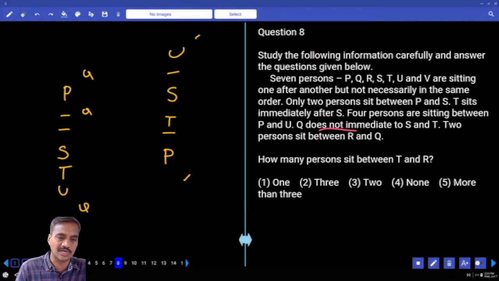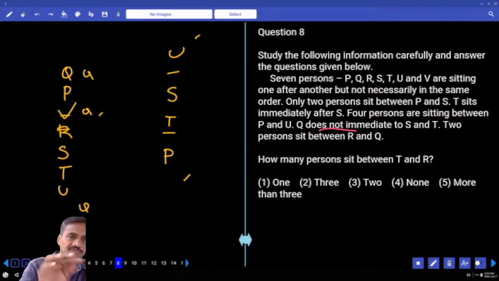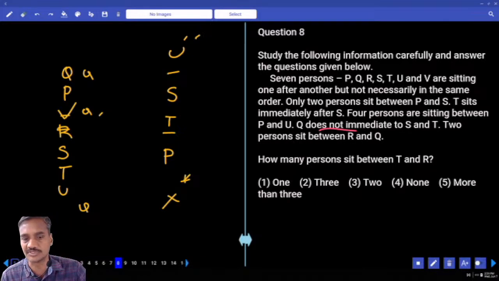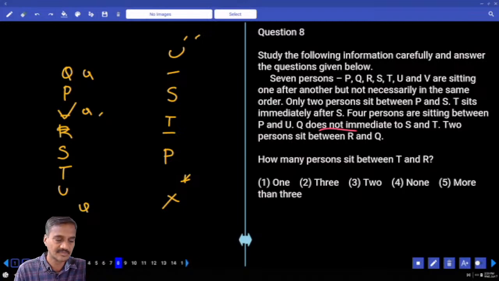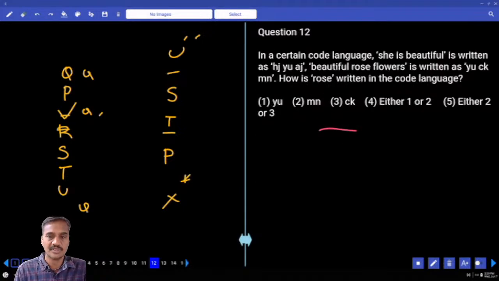And 2 persons between R and Q. Now 2 persons between R and Q, Q is here. 2 persons between R and Q is not possible, and so Q is here. Clear? Then who is the person after here? V is the person left. Now the second case is ruled out. The first one works, and there are 2 persons between R and Q. If you take Q at this place, 2 persons is not possible, and if you take Q at this place, 2 persons is not possible. And this is about question numbers 8 to 11. The next one, 12th one.